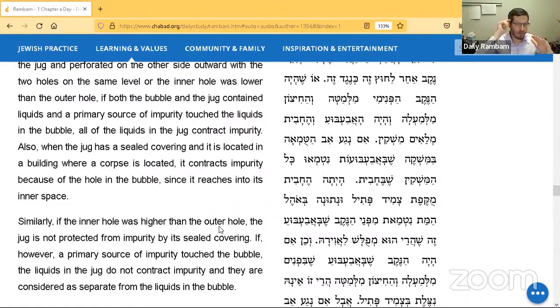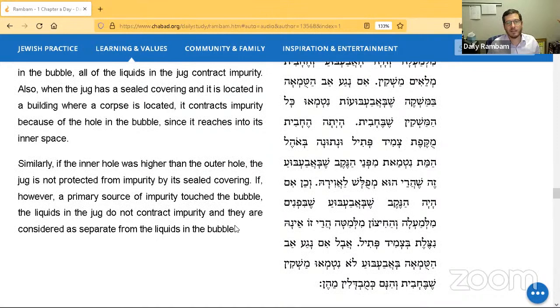If we're talking about purity from the corpse that's in the area, if however a primary source of impurity touched the bubble, the liquids in the jug do not contract impurity. In other words, if the inner hole is higher, there's nowhere for it to transfer down, right? They do not contract impurity, and they're considered separate from the liquids in the bubble.